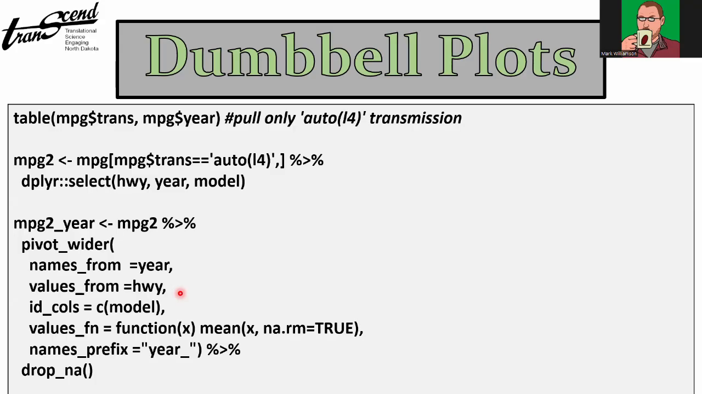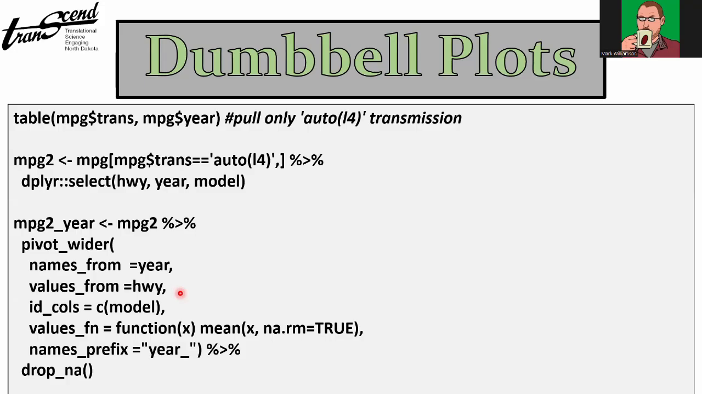All right, let's move on to dumbbell plots, which are helpful to look at values in the same category, often across time or across some sort of other categorization. Now they're pretty cool, but they do typically take a little more work to get the data set up.